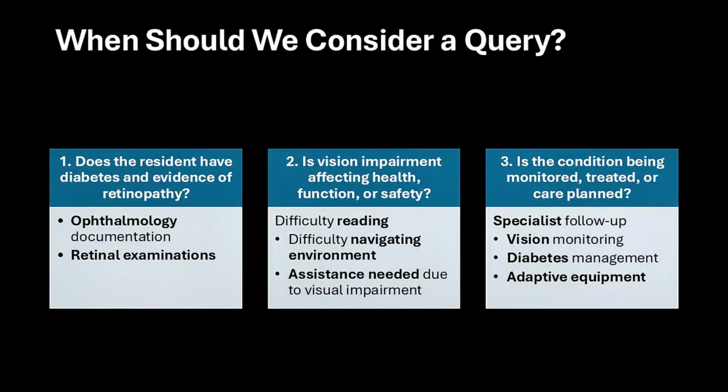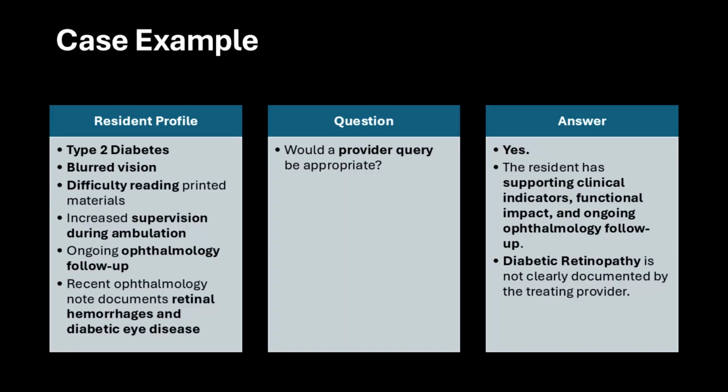So when should we consider a provider query for diabetic retinopathy? Start by asking yourself 3 questions. First, does the resident have diabetes and evidence of retinopathy? Second, is vision impairment affecting function, safety, or quality of life? And third, is the condition being monitored, treated, or care planned? If the answer to these questions is yes, and the diagnosis is unclear or has not been documented, a provider query may be appropriate. Let's look at an example.